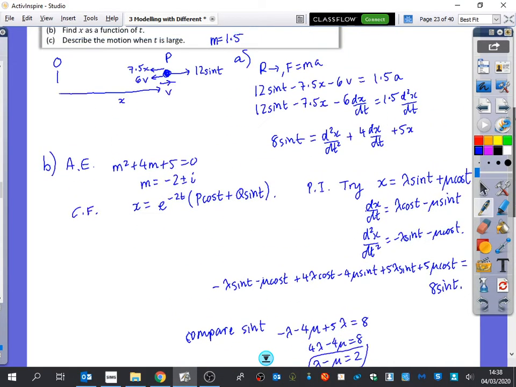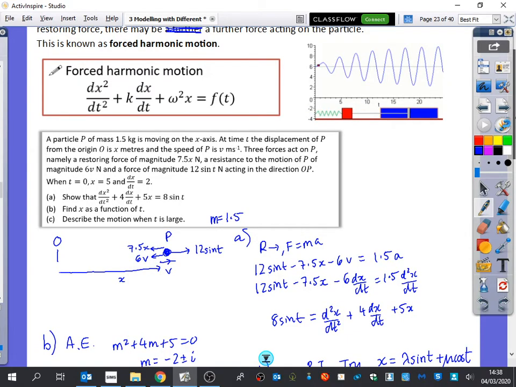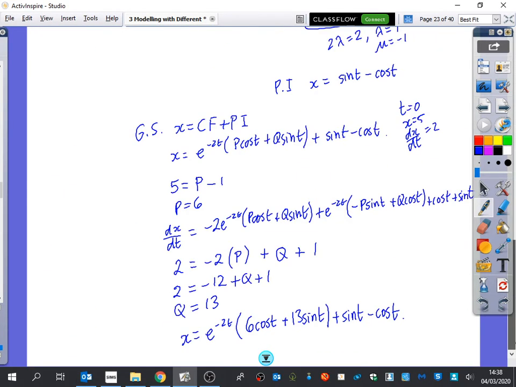So let's just finish up what it says. Find x as a function of t. Describe the motion when t is large.